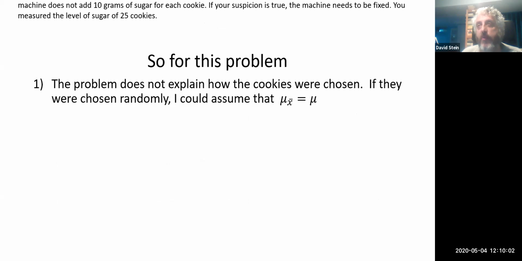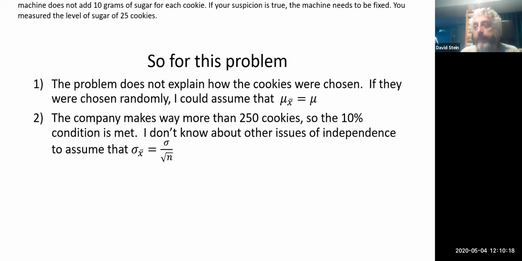First is random. The problem didn't tell me how the cookies were chosen. I just don't know how they did that. I would need to know that they were chosen randomly so I could assume that mu x bar equals mu. Okay, the 10% condition is met, but I just don't know, like, were they all taken right off the assembly line at the same time? I just don't know about the other issues of independence. So I would need to know those to know that mu x bar equals this.